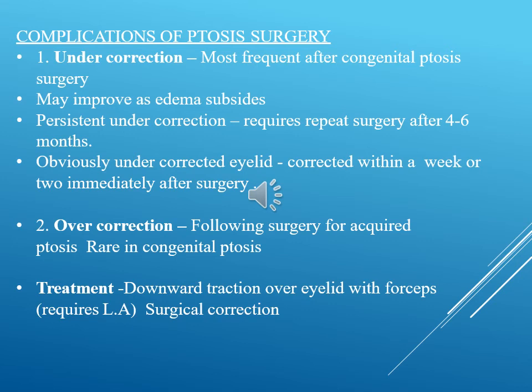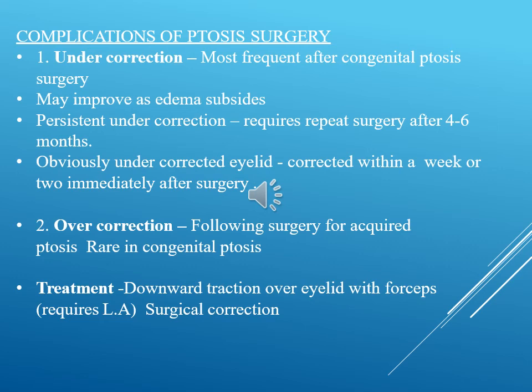Even after the lid edema has subsided, if there is persistent undercorrection, then it requires a repeat surgery. And this repeat surgery should be performed after 4 to 6 months if it is mild. Now, in cases where there is a severe undercorrection of the eyelid, then it has to be corrected immediately, within a week or 2 weeks after surgery.